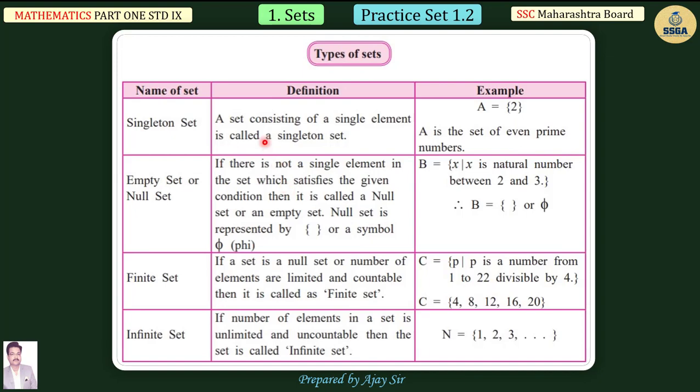So these are the 4 types of set. First one, singleton set, which contains only one element. Empty set or null set, which contains no element. And finite set means the set contains countable elements. And infinite set means the set contains uncountable elements. So these are the 4 types.